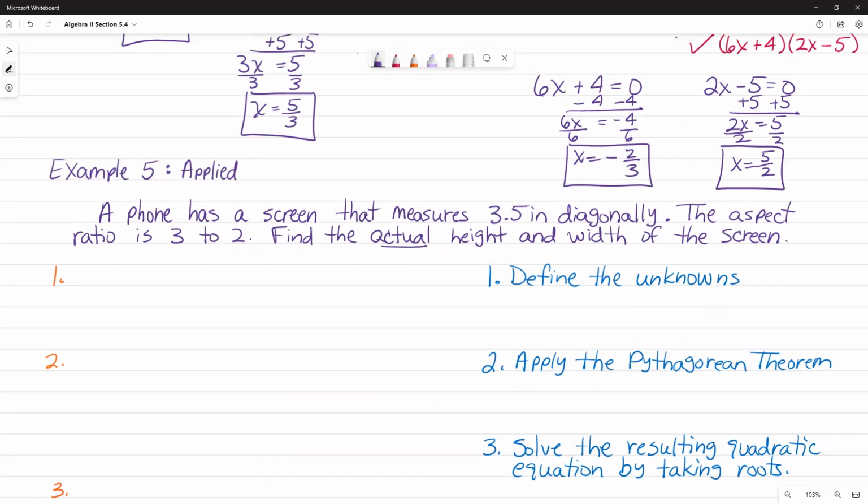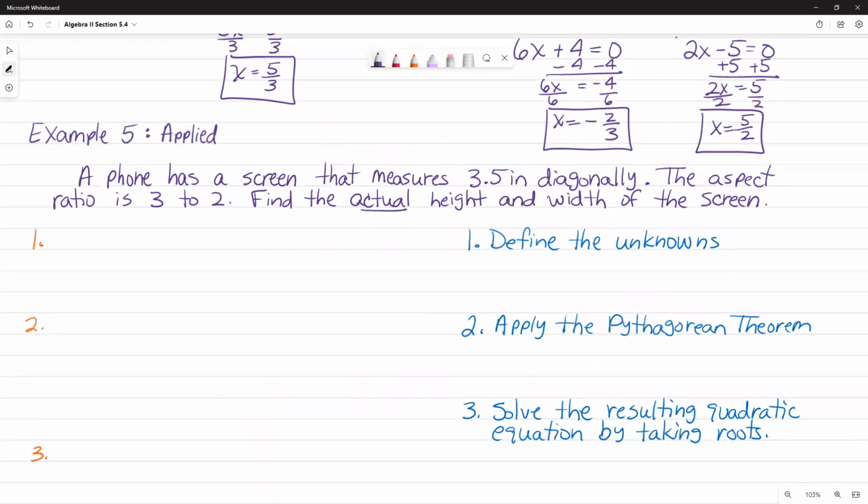So example 5 at the top of page 203 is the applied problem. So we have a problem where we have a phone. A cell phone has a screen that measures 3.5 inches diagonally. The aspect ratio is 3:2. Find the actual height and width of the screen. So this tells us that the aspect ratio, the 3 represents the height and the 2 represents the width, because that's the order that it's given to us in.